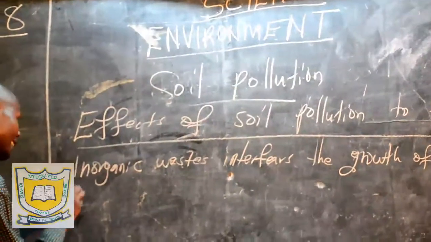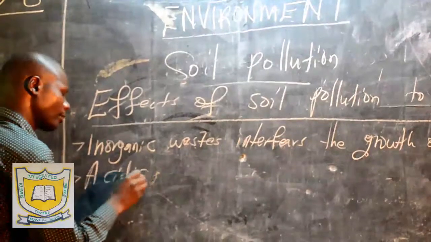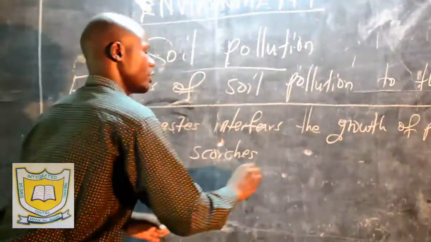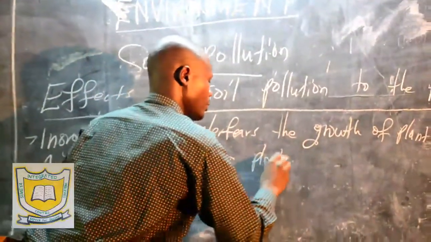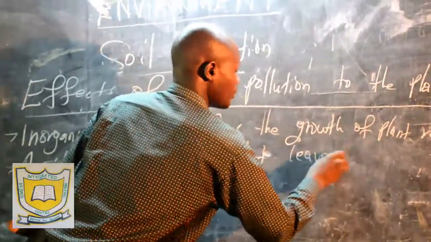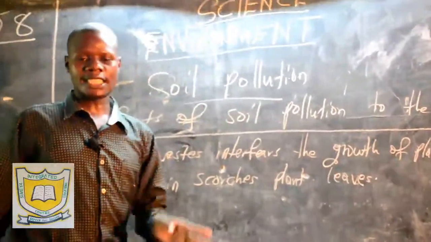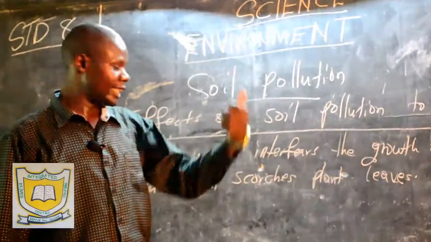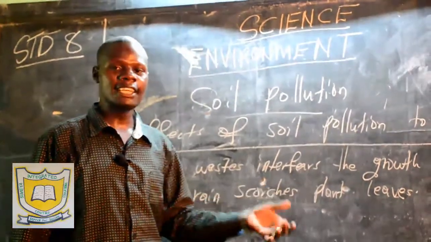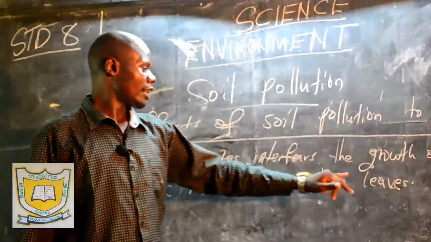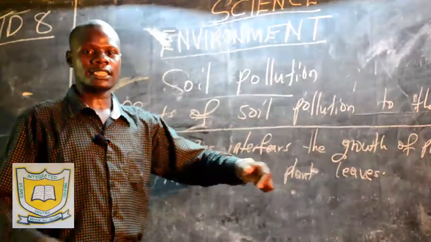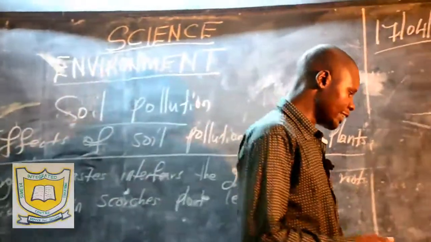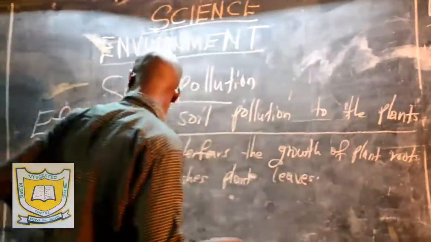Number two, the acidic rain is also very harmful to plants. You find that when it is raining, it scorches the leaves of the plant. It makes the leaves start drying, hence poor production of that plant. Then we have oil spillage.